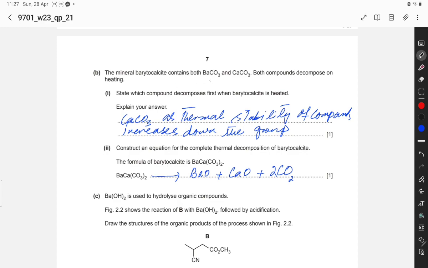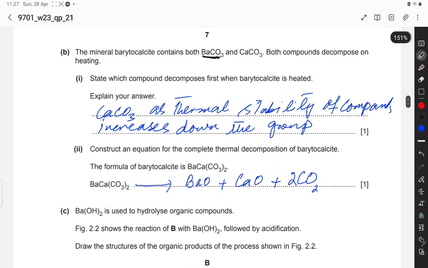The mineral barytocalcite contains both barium carbonate and calcium carbonate. Both compounds decompose on heating. State which compound decomposes first when barytocalcite is heated. Barium is more reactive than calcium. The more reactive the metal is, the more stable the compound formed. That's why barium carbonate is more stable than calcium carbonate.